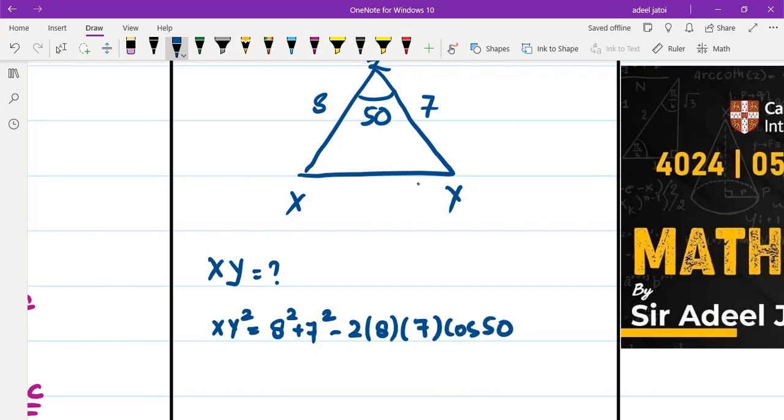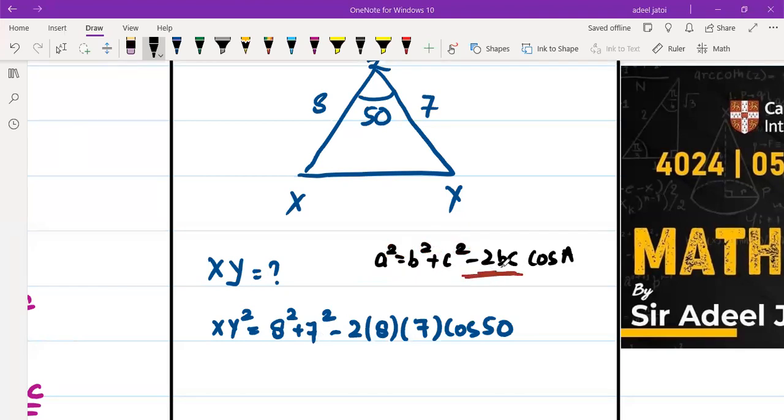Because generally the formula is, if I just write down the general formula, this should be a square is equal to b square plus c square minus 2bc cos a. So that means that each of the side will have square.